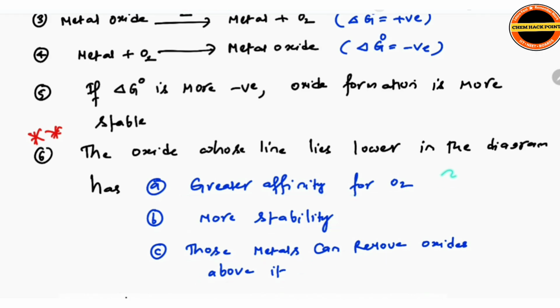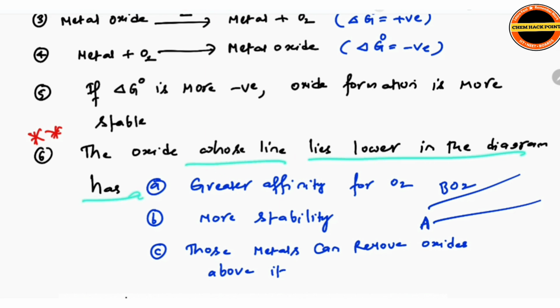For example, if I take two graphs, here there is one graph, and here there is one more graph. Here A, and here think that there is BO2. Think that there is graph A here. The oxide whose line lies lower in the diagram has greater affinity. Line A is lower in the diagram.